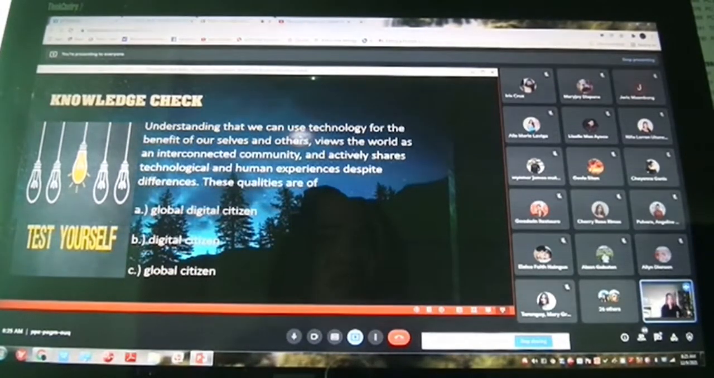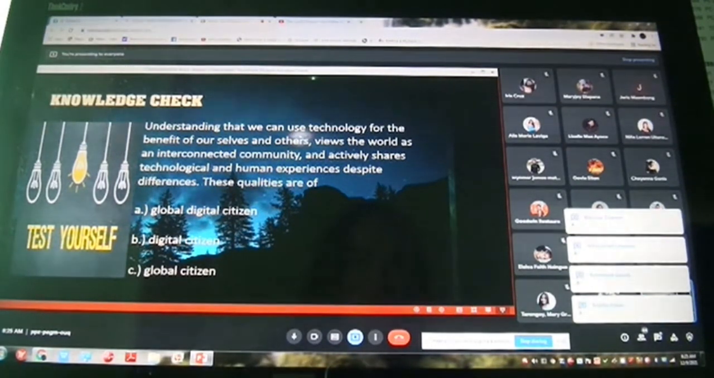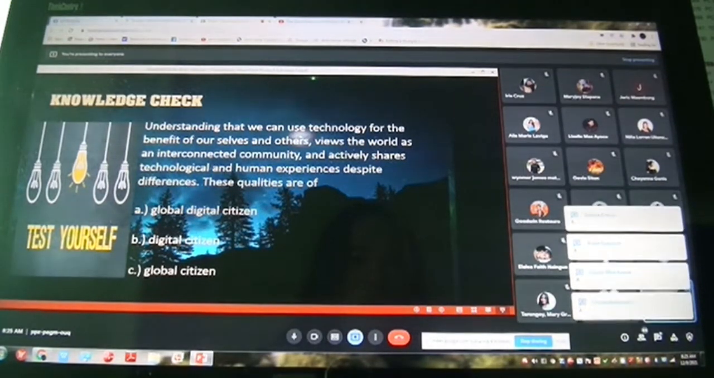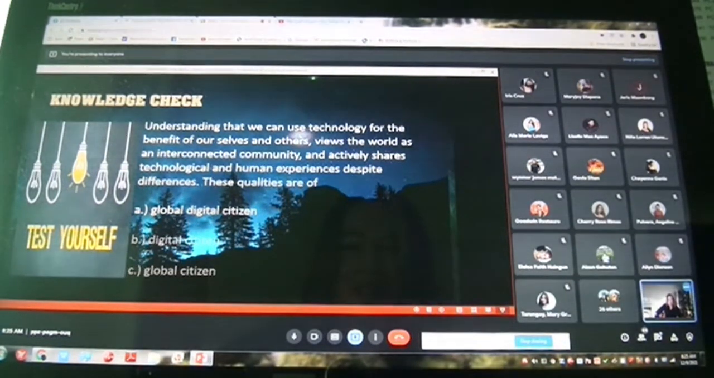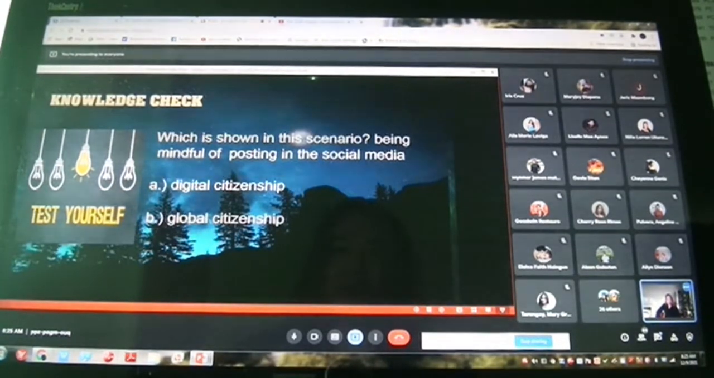Then next, test yourself. Understanding that we can use technology for the benefit of ourselves and others. Views the world as an interconnected community and actively shares technological and human experience despite differences. These qualities are A. Global digital citizen. B. Digital citizen. C. Global citizen. Answer. Okay. A. Very good. I'm sure you're very sure about it. And the answer is global digital citizen.